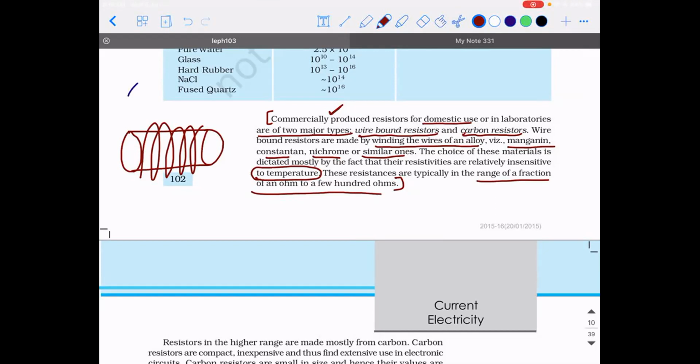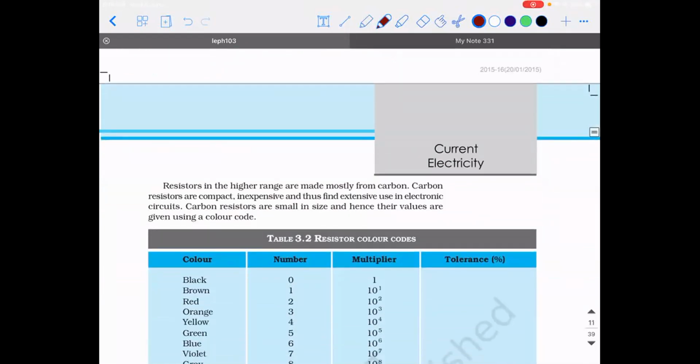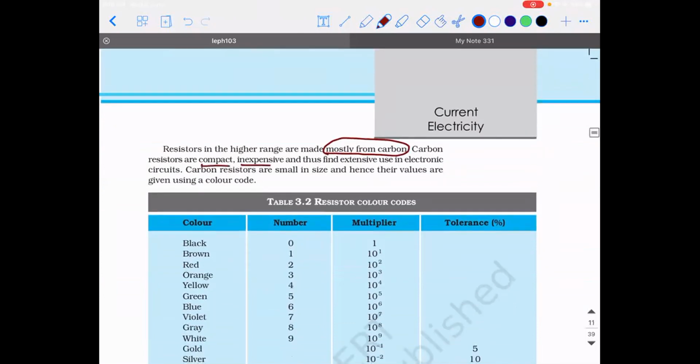See, if you look at the applications of resistances, it is not used only for electrical circuits, it is used for electronic circuits. For example, you use your mobile phone, laptop and everything. There will be a resistor which will be very small also. Those resistances are called carbon resistors. Okay. So resistors in the higher range are mostly made from the material carbon, and carbon resistances are compact, inexpensive, and thus they find extensive use in electronic circuits. When I say electronic circuits, laptop, mobile phone, your tab, all these fall under electronic devices.